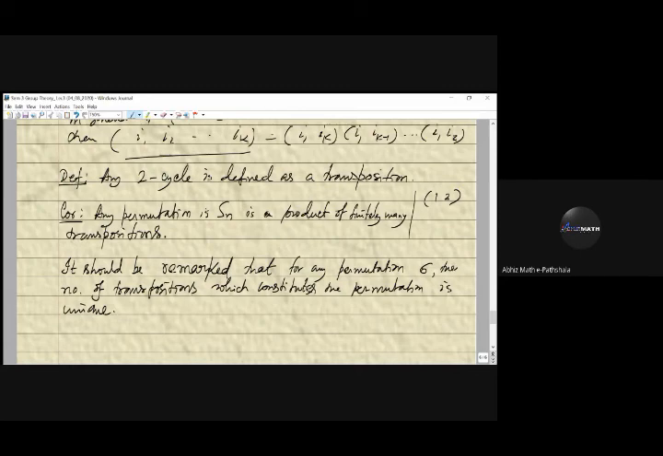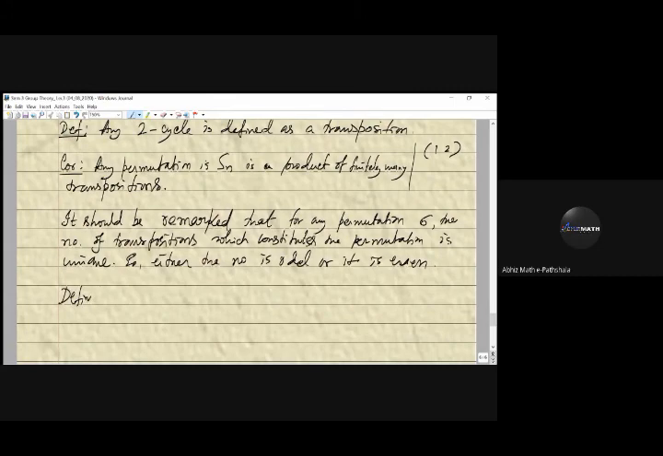That is, suppose you have any sigma, then the number of transpositions in which sigma can be represented as a product of transpositions is unique for each sigma. And since this number is unique, either it is odd or it is even, right?